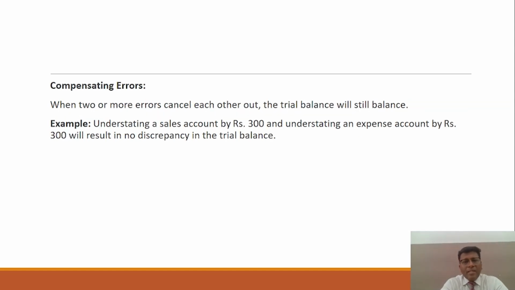And compensating error means one error is compensating another one, right? When two or more errors cancel each other out, there would be no particular effect and the trial balance will still balance, right?